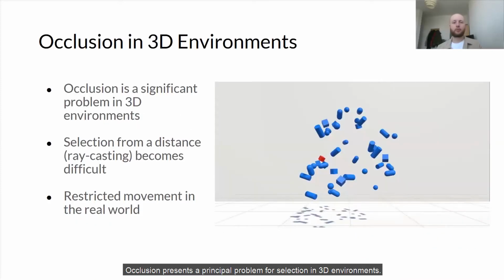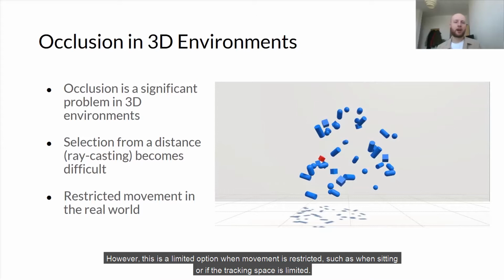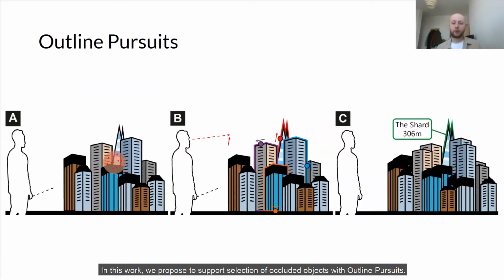Occlusion presents a principal problem for selection in 3D environments. This reduces the target area for pointing and increases selection ambiguity. Users can change the position to improve the view they have of an intended target. However, this is a limited option when movement is restricted, such as when sitting, or if the tracking space is limited. In this work, we propose to support selection of occluded objects with outline pursuits.